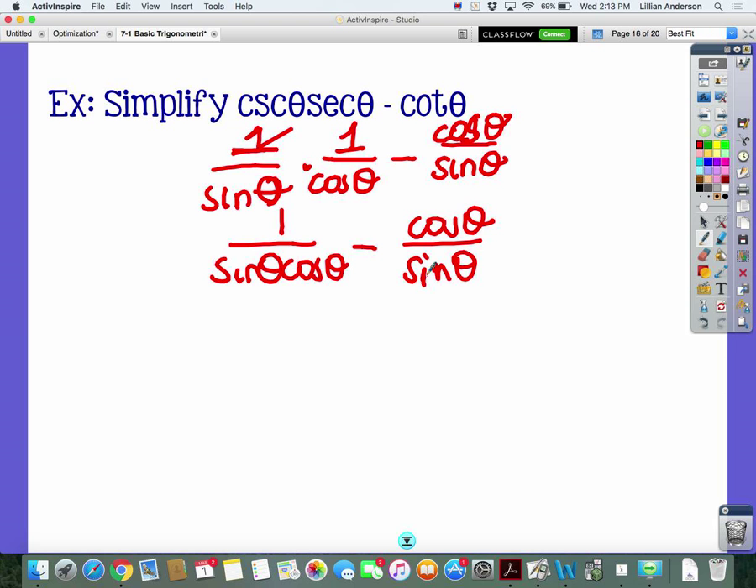Now, these are 2 fractions that are being subtracted from each other. Can I subtract them the way they are? Why not? I need a common denominator. What is my common denominator? Sine theta cosine theta, okay? So this denominator has sine theta cosine theta, we're good. But this one, how do I get it so that it has that common denominator? I multiply not just the bottom, but also the top. Is everybody still with me? So now I have cosine squared theta all over sine theta cosine theta.